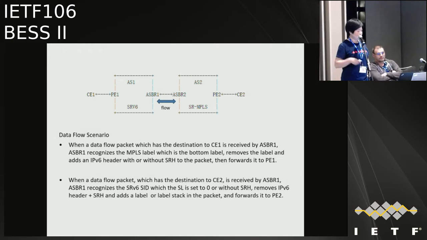If a data flow packet is received by SBR1 from the P1 direction, SBR1 will recognize the special SID. It will recognize that it should be replaced with a label or a label stack, and forward it to SBR2. In the reverse direction, when SBR1 receives the MPLS packet, we know it means the packet is encapsulated with some top label, which is assigned by SBR1.